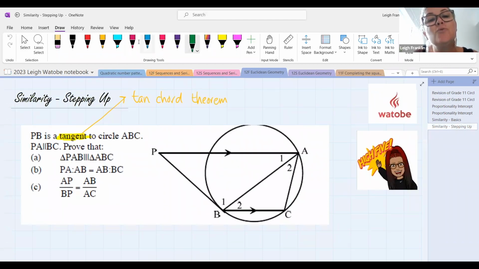Here is your tangent. Let's put it in pink. Here is your chord. Let's put it in yellow. And then remember this subtends an angle at the circle, so from B to C and from A to C as well. Can you guys see that more clearly now? I hope so.